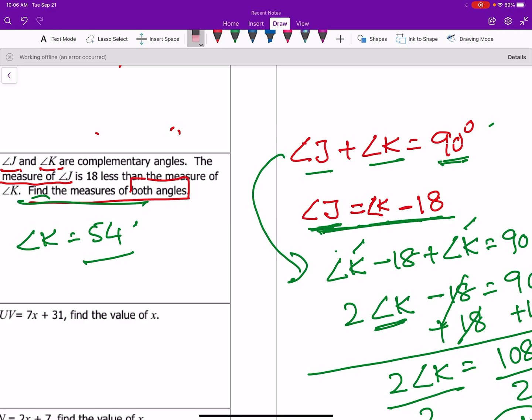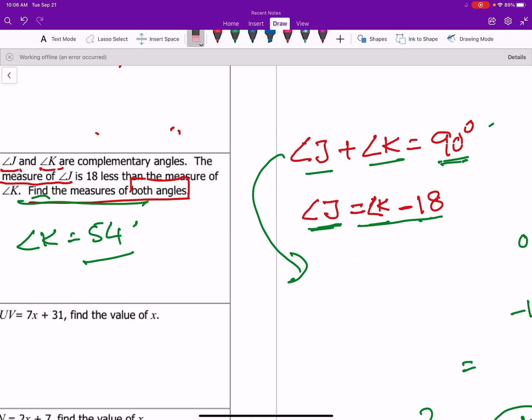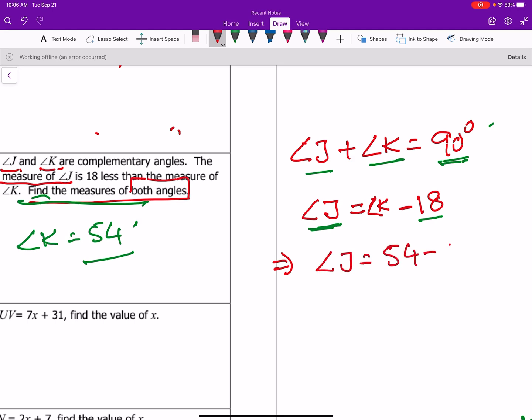18. So I'll be plugging the value of k over here to find j. So I'll say angle j is 54 minus 18. That gives me exactly 36. Now you see, we said j and k sum to 90. So your answer is, your j is 36. That gives you the answer.